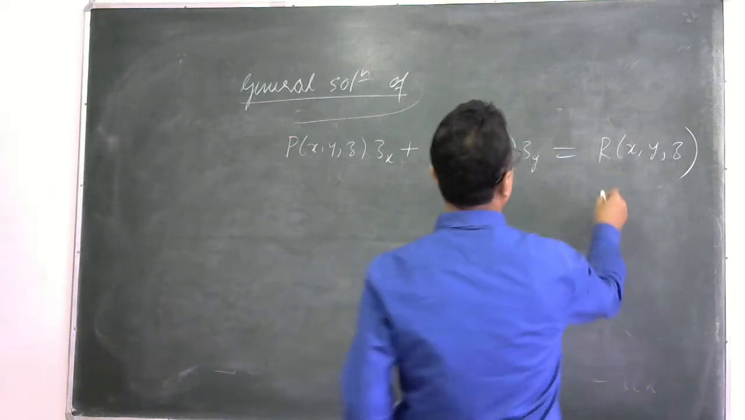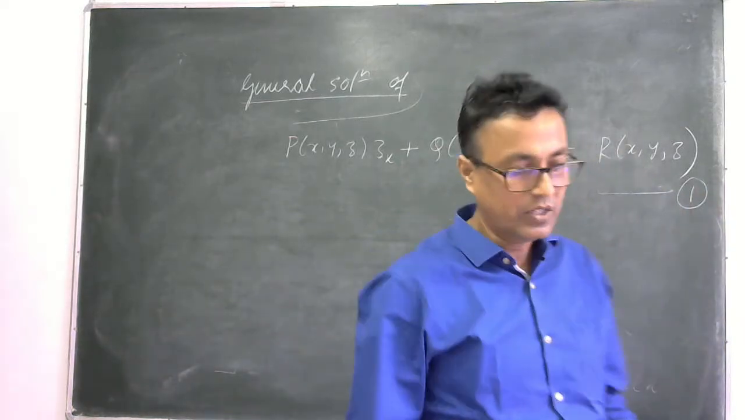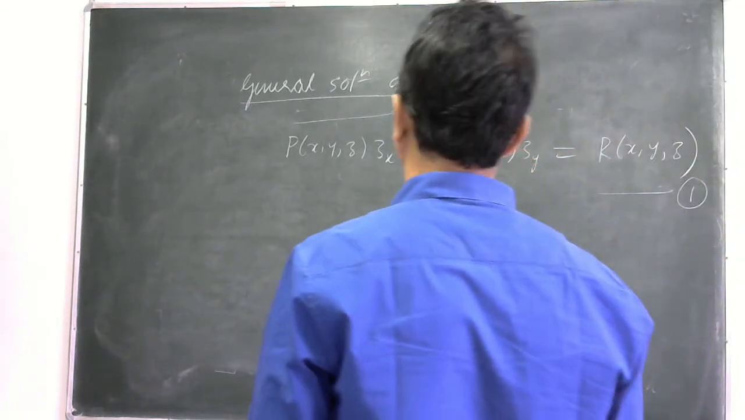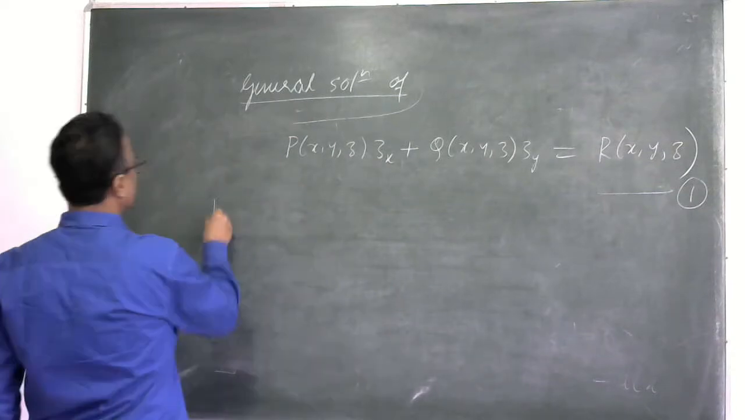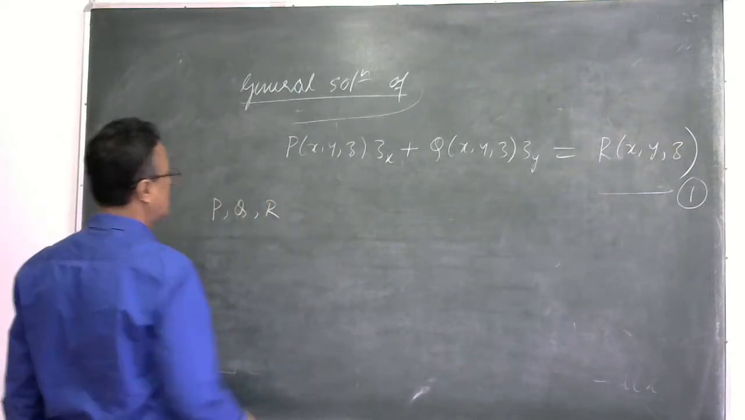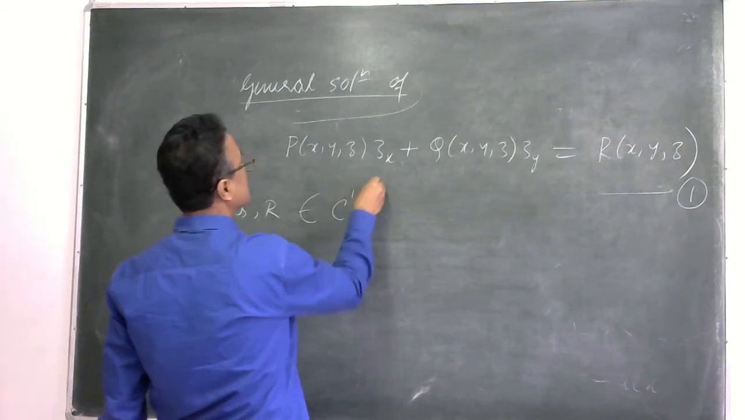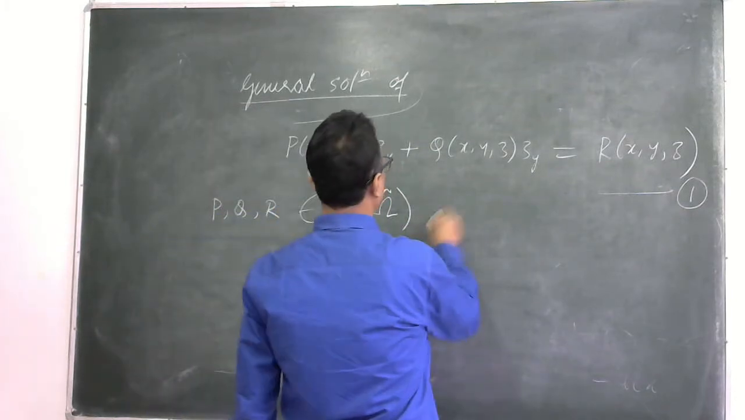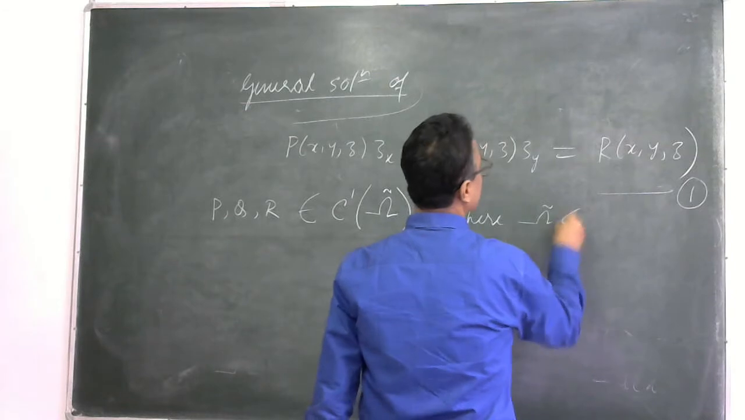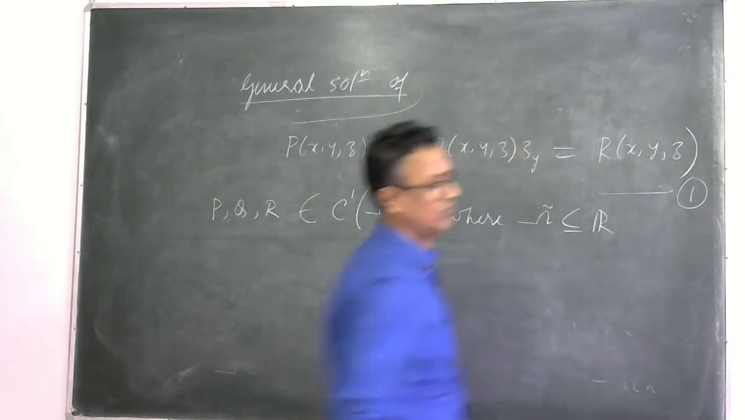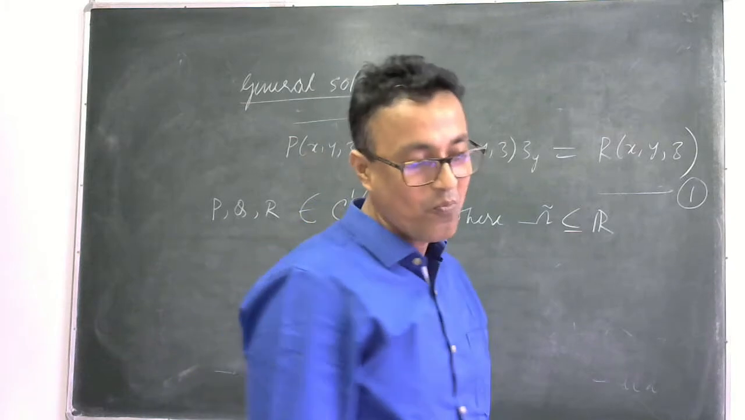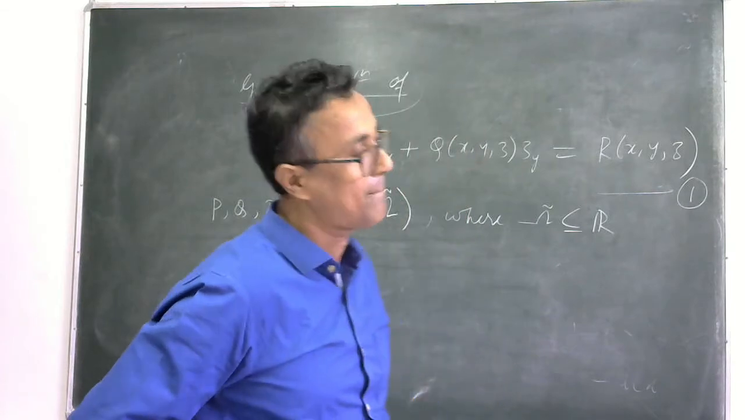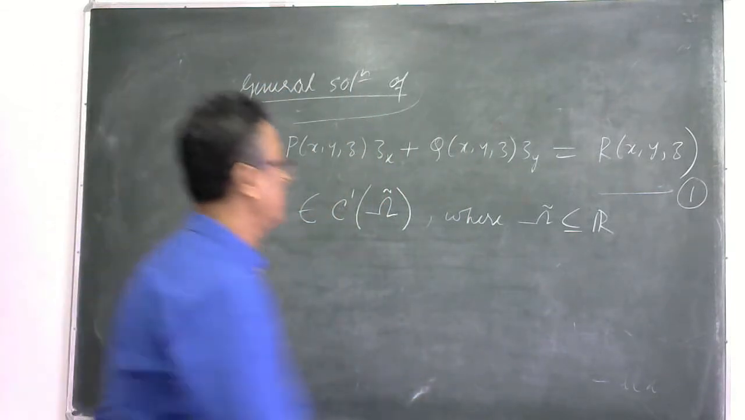Okay, and let me call this as 1. Again, what I am going to do here, I am assuming that P, Q, R are some class C1 functions in some domain. Let me call it omega tilde, where this omega tilde is a region in R3.